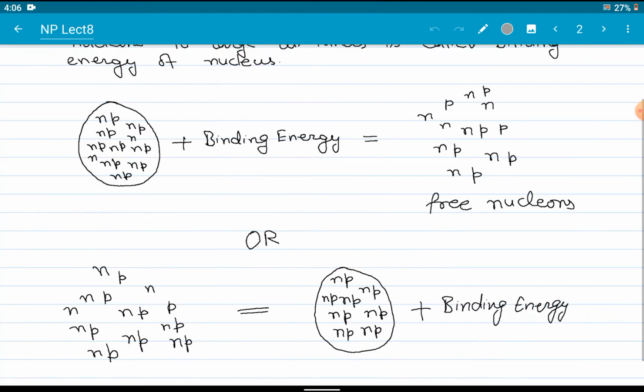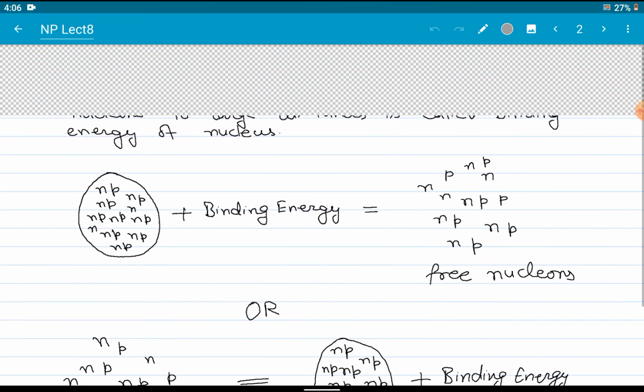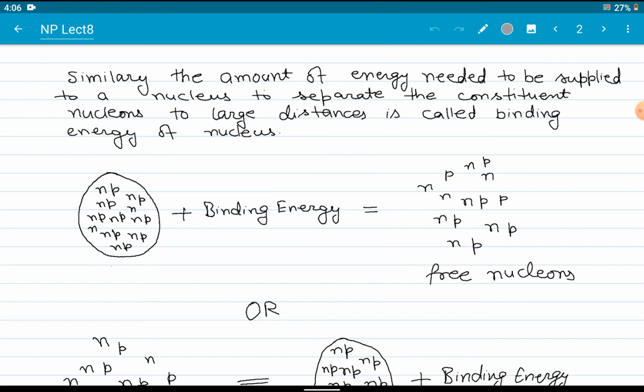Let's come to the next page. In the case of a nucleus also, if we have a nucleus having a mass represented by capital M, and we provide it energy equal to the binding energy of the nucleus, then all the constituent particles of the nucleus become free. Free means there will be no interaction, they are not bound within a nucleus now.